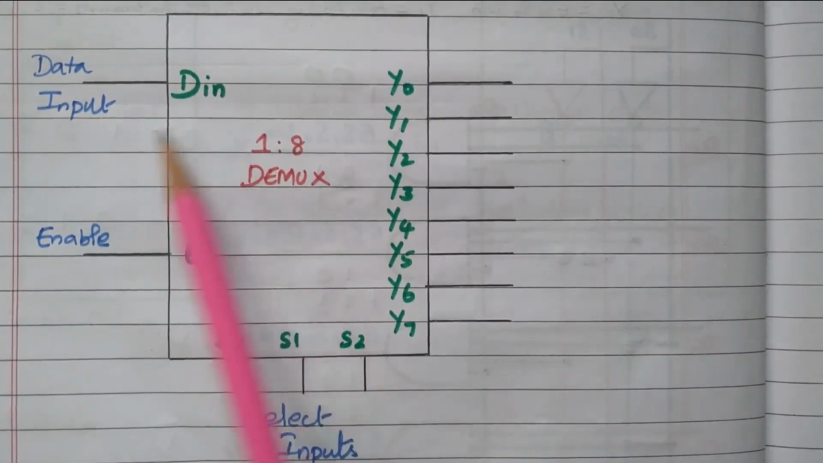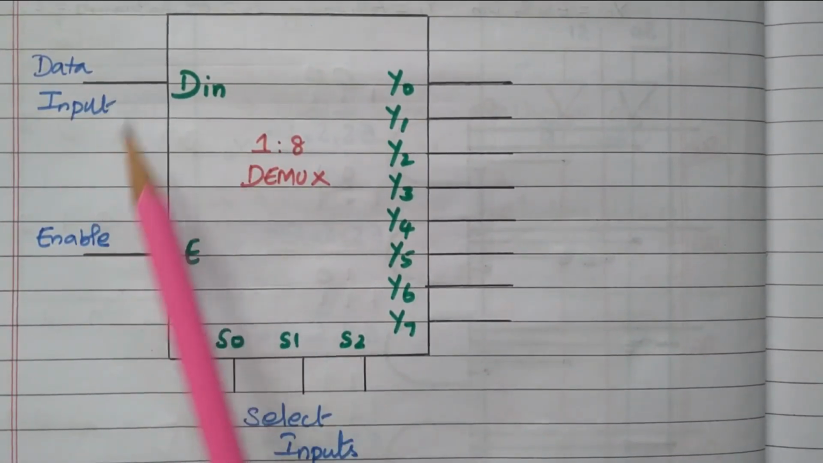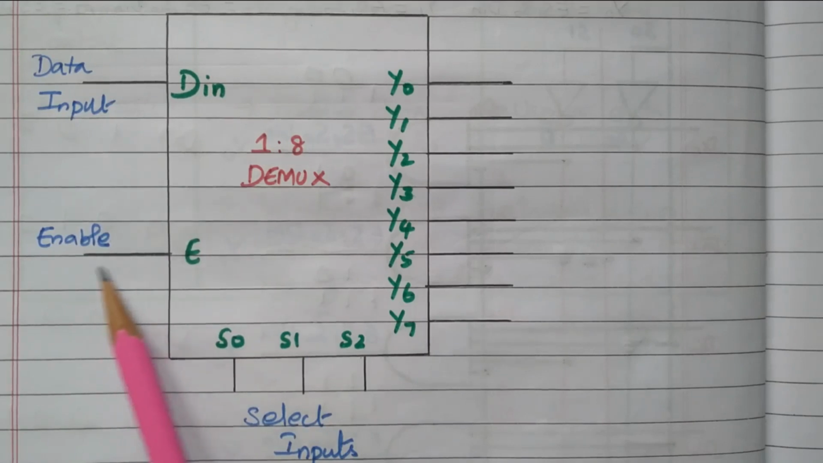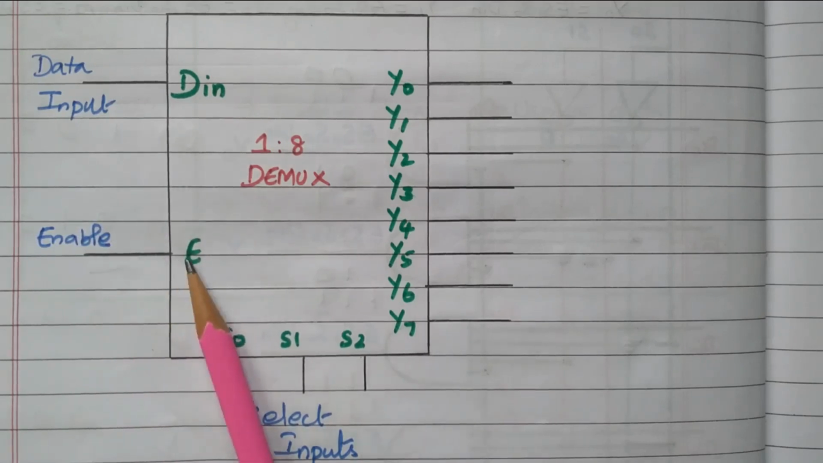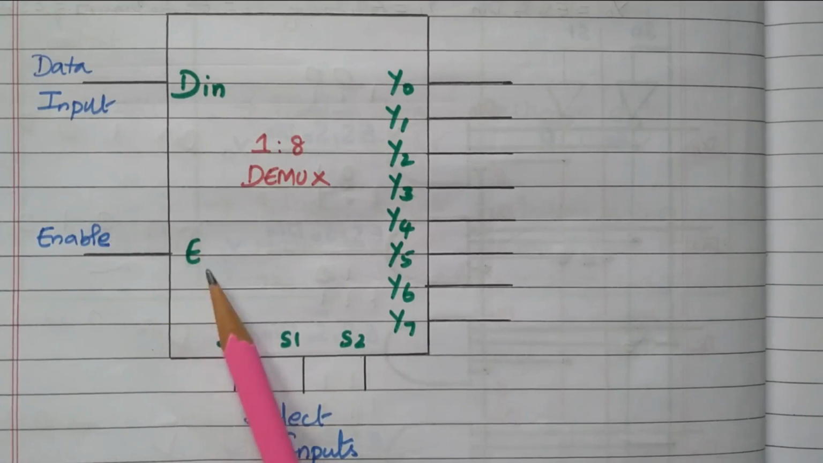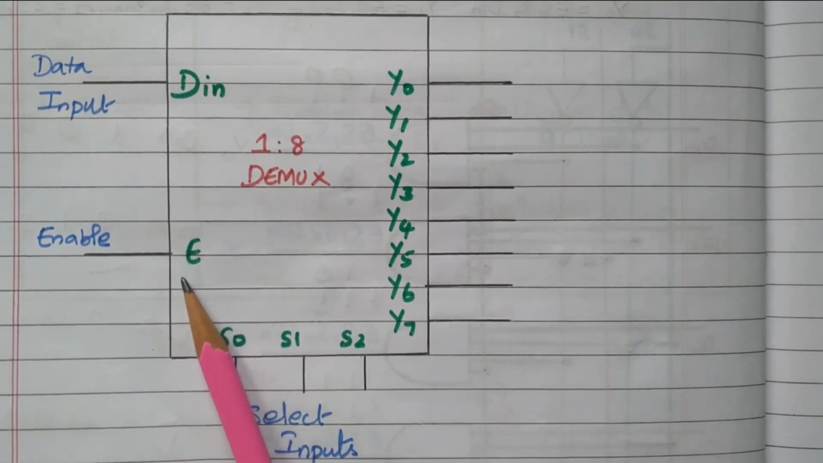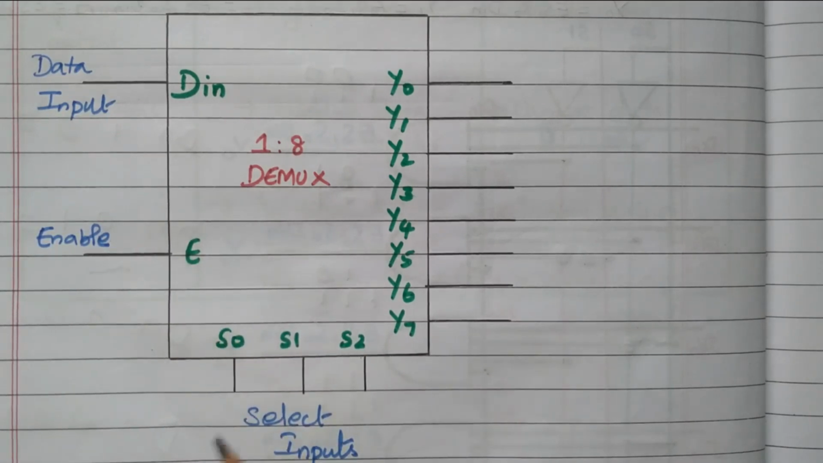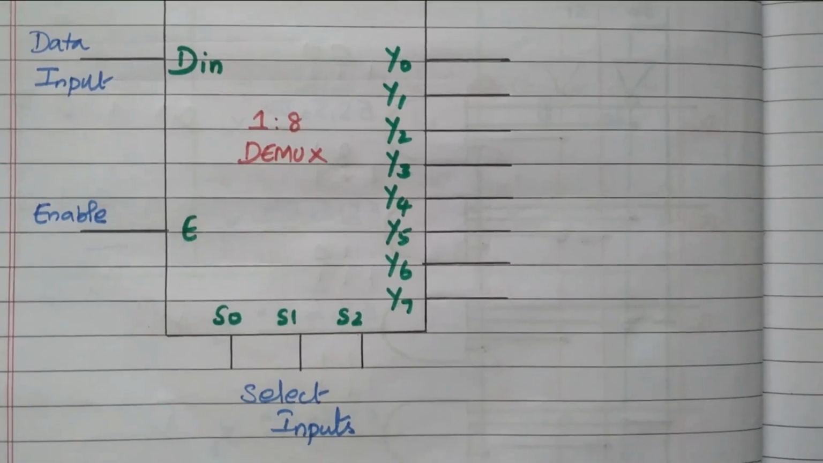This is a data in, only one input data. Enable is available, only one enable. If the enable is 1, the circuit is activated, otherwise 0. We have the selection lines, 3 selection inputs are available, S0, S1, S2, right?